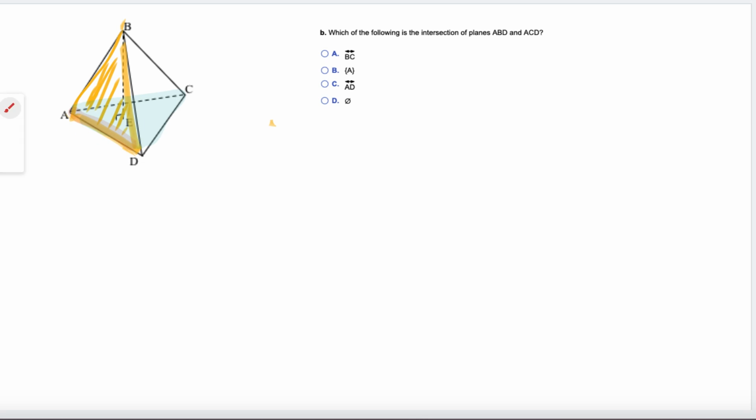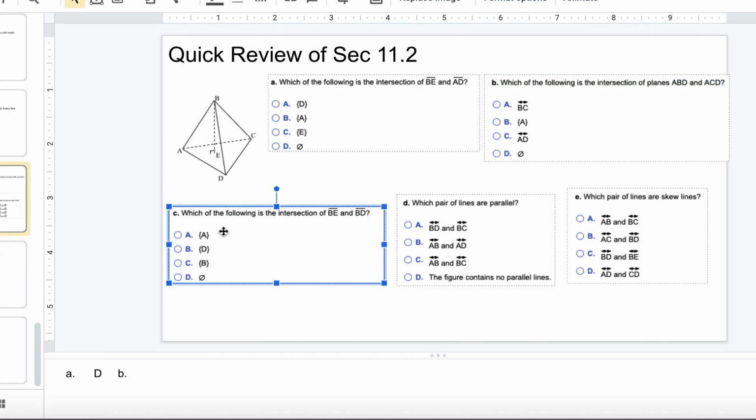Let me change the color. Right here, they are meeting. If you think about the net, by opening this up, you can see this side of this triangle and this side of this triangle intersect. They meet there. So it's line AD. Two planes meet at a line, right? Let's look at the next problem.